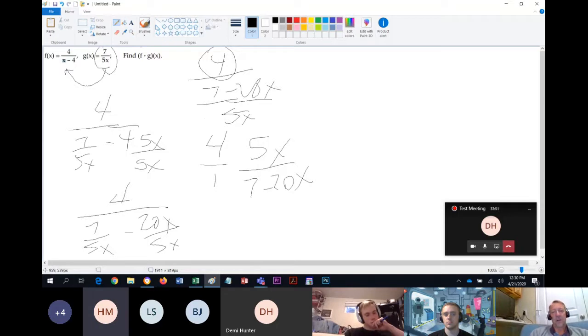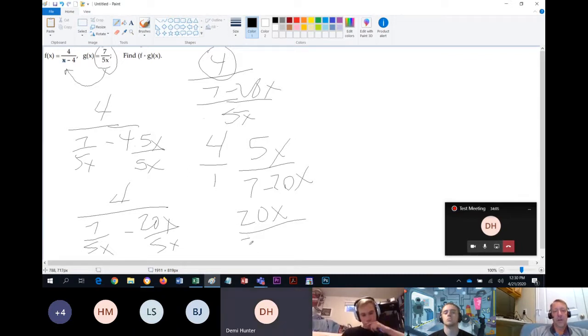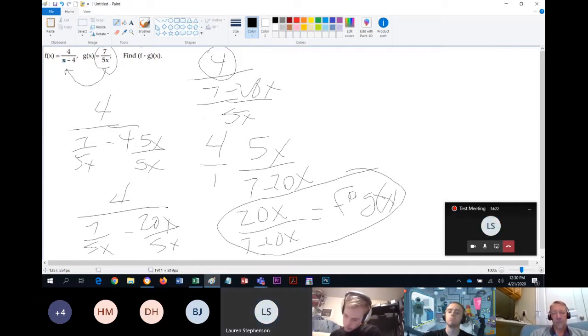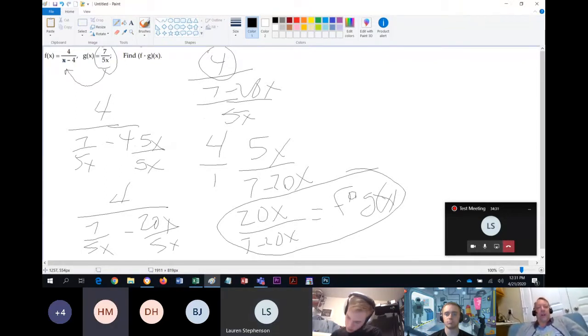So my numerator becomes 20x, and my denominator is 7 subtract 20x, and that equals f dot g. That's your answer right there. Does that make sense? Yeah. All right, what else do you have?